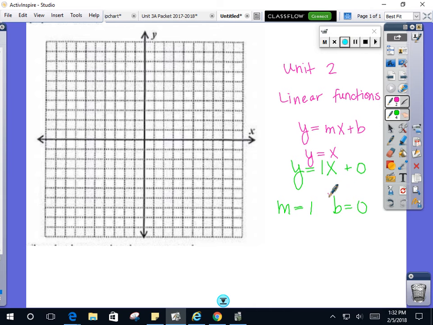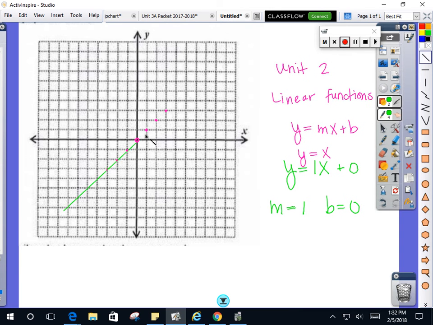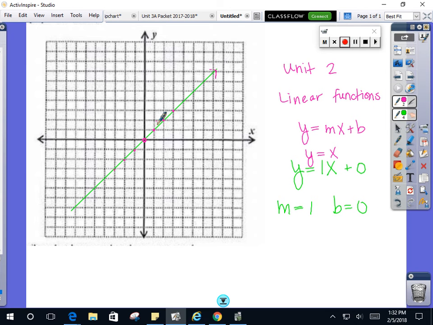To graph this, 0 would be your y-intercept, and then up 1, right 1, up 1, right 1, up 1, right 1, or down 1, left 1, down 1, left 1, down 1, left 1, okay? And then when you connected them, it would look like this. Okay, that is the most basic of all linear functions.